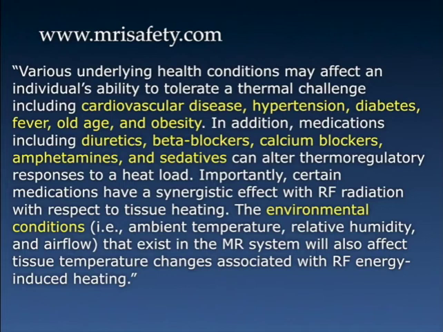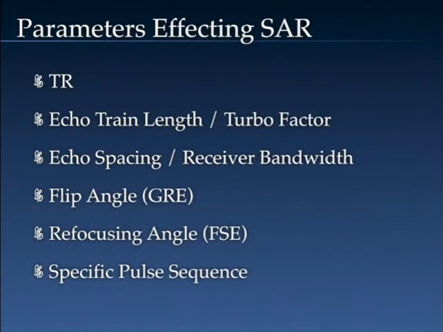Well, there are several parameters that affect SAR. The TR, based on the number of slices, the echo train length or turbo factor, depending on how your vendor expresses this, the echo spacing, and closely related, the receiver bandwidth, the flip angle for gradient echoes, or the refocusing angle in a spin echo or fast spin echo sequence. And then there are specific pulse sequences, some which tend to be higher SAR than others.